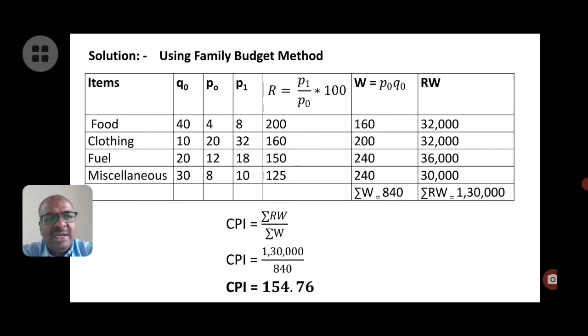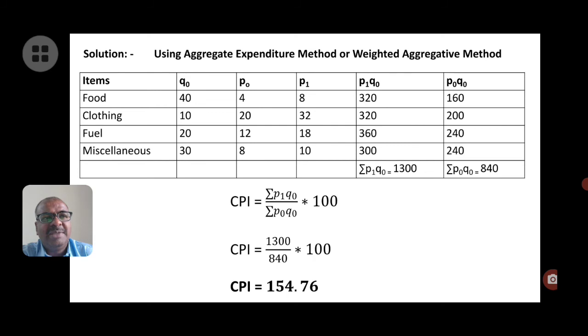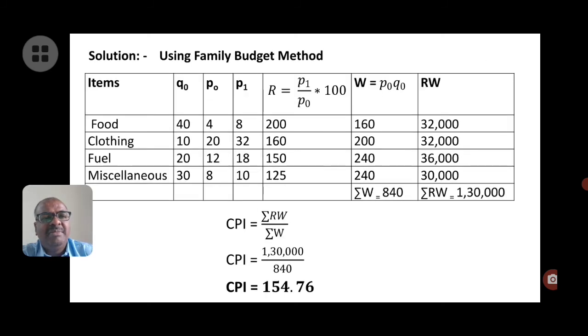Now we've got the numerator, which is sigma RW 1,30,000, and the denominator sigma W, which is 840. And when they are simplified, this consumer price index is 154.76, with base 1991. Now, if we look at both these methods, aggregate expenditure method and family budget method, the final answer is the same, which is 154.76. So this is how we solve problems on the basis of consumer price index under two methods.